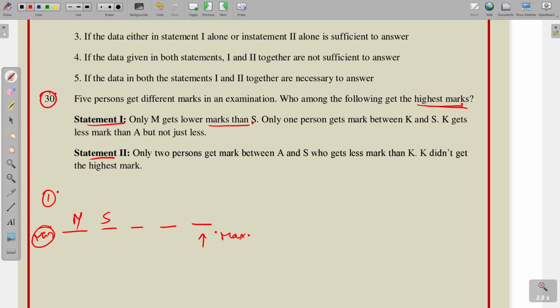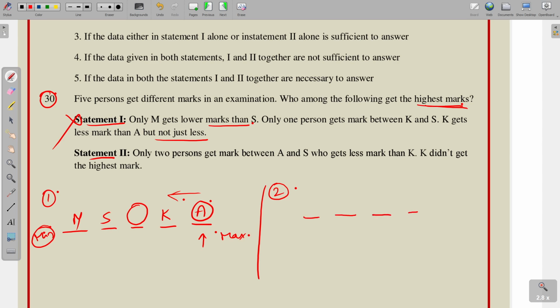Only one person gets marks between K and S. So between K and S, only one person is there. K gets less marks than A, but not just less. So see, only 2 places are left. Suppose if A is placed here, K is placed here. K gets less marks than A, but not just less, so the first one is not correct. So the data is insufficient. Next, statement 2.